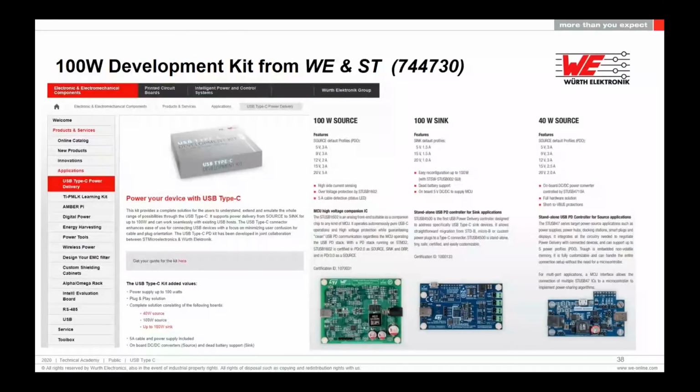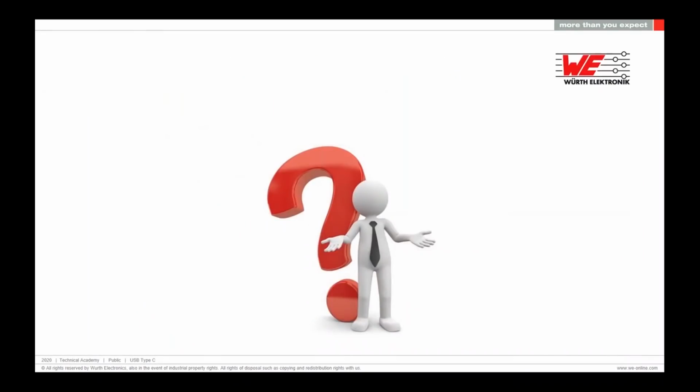And coming to the end, if you would like to test some source or sink with 100 watt and with the ST controllers, we have a development kit together with ST, which is working pretty fine, where you can make some pre-appliance tests before the development with your desired functions there. And that's all from my side.